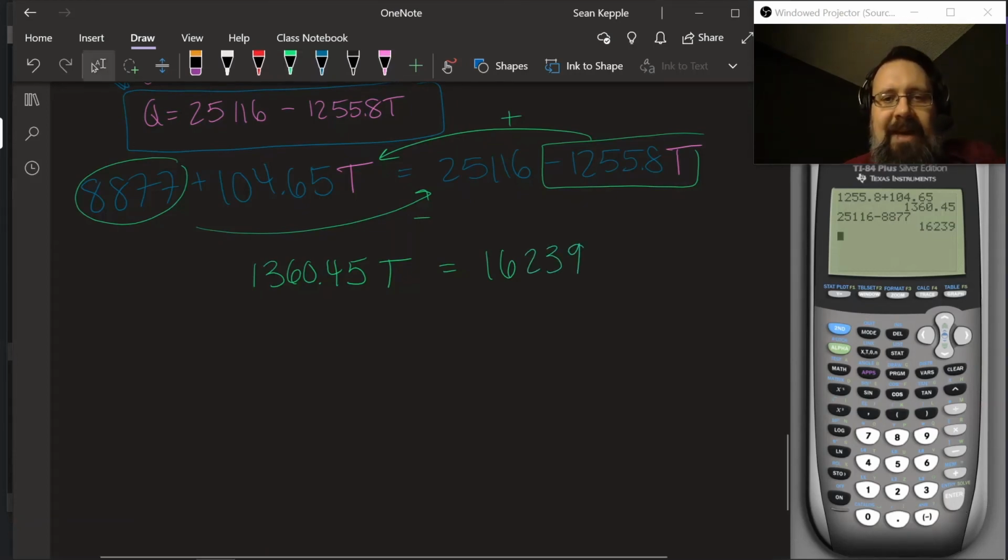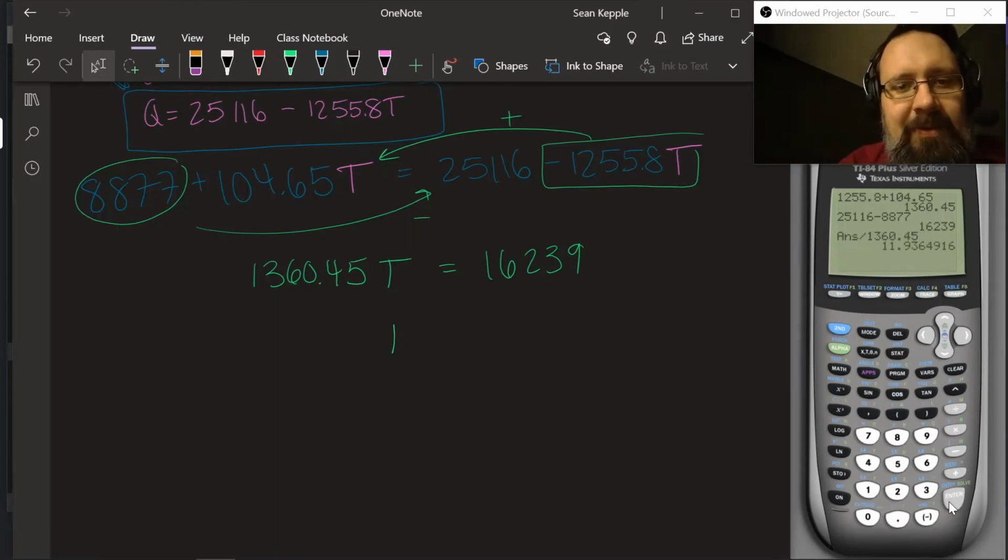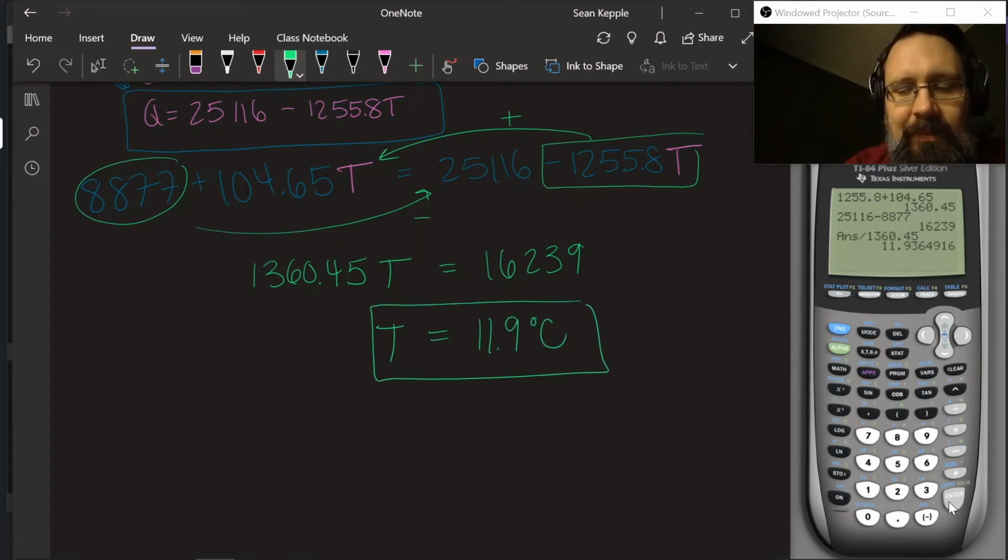Now we just have to divide both sides by the coefficient in front of the T, so we're going to divide by 1360.45, and we got our answer. So T is equal to 11.9 degrees Celsius. There you go. That's it.